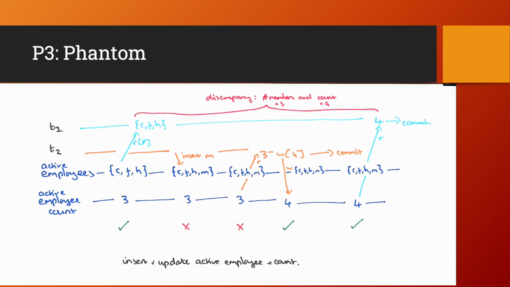So here is the image. In this figure, you have active employees and you have an active employee count. So T1 reads and gets the active employee count as 3. Then T2 inserts M, so the active employee count becomes 4 and it commits. And when T1 reads again, it sees 4. There's a window where there's a discrepancy, where T1 assumes 3, but actually it is 4.